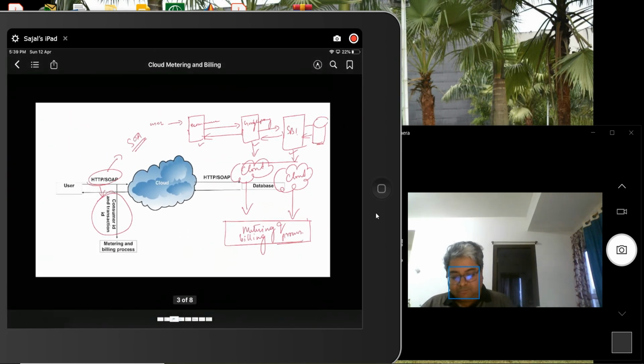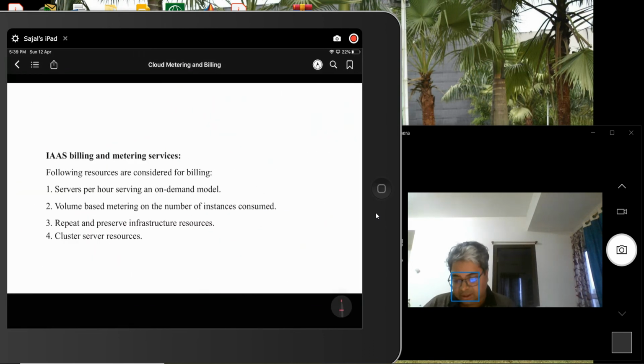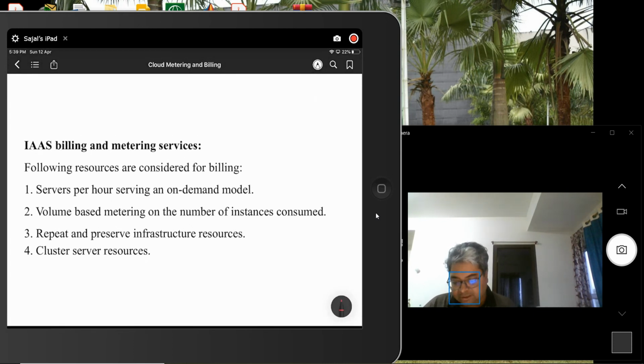Now, as we have already told, this number of messages are the generic parameters based on which your billing will be done. Apart from this, infrastructure as a service has some billing and metering services. A few of the parameters that are involved, like the servers per hour serving on-demand model.